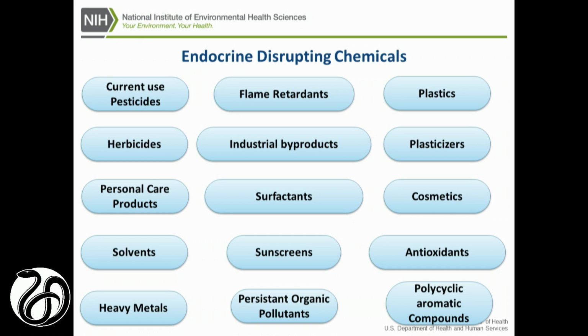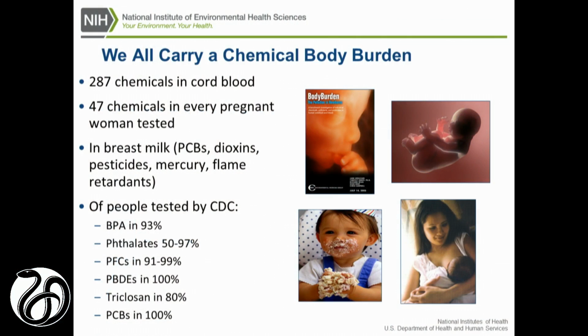So the next question we have to ask then, is there really exposure? Is there enough exposure that we could have effects from these chemicals? This is some data from the CDC indicating that they can measure close to 300 chemicals in cord blood of women, from the babies. And in a small study of 50 pregnant women, 47 chemicals were found in every one. Indeed, there are some chemicals here that are found in every one of thousands of people that were tested by the CDC. So certainly, there's a significant exposure to these endocrine disrupting chemicals.